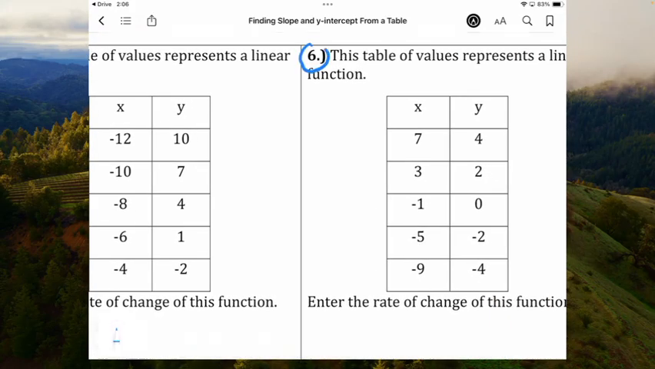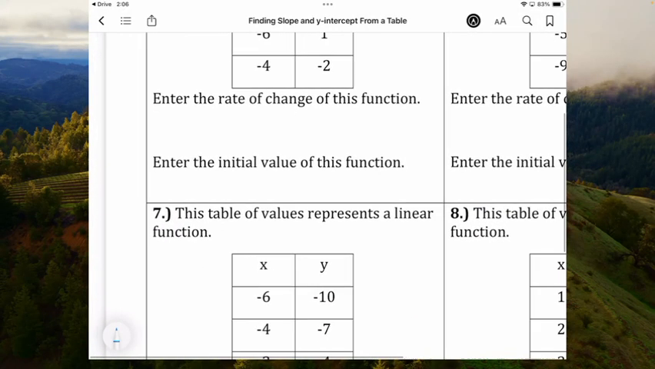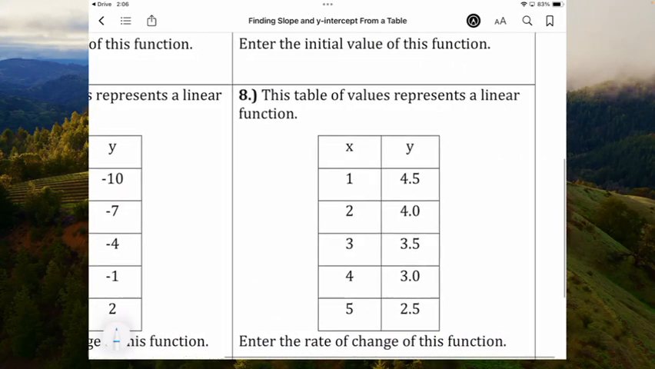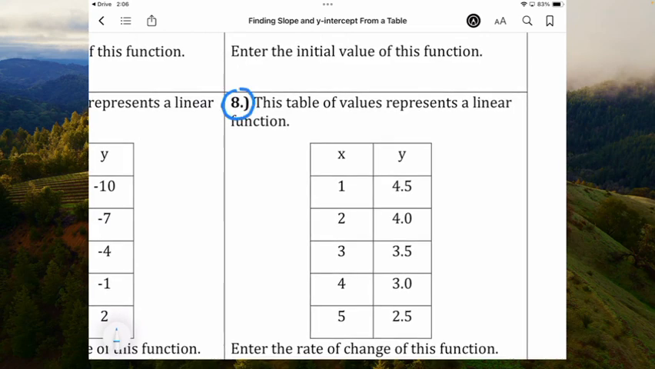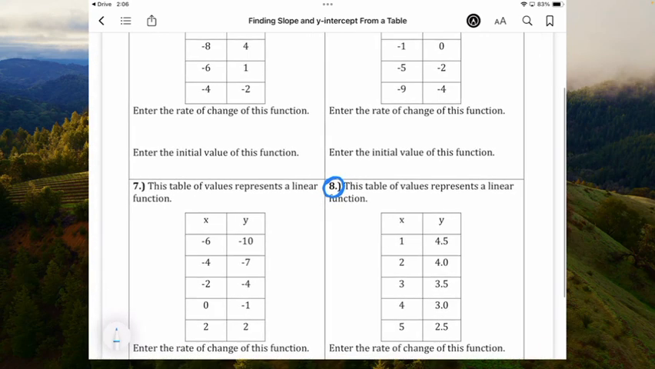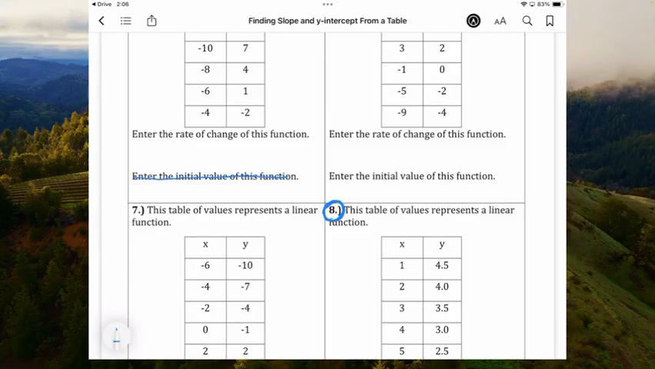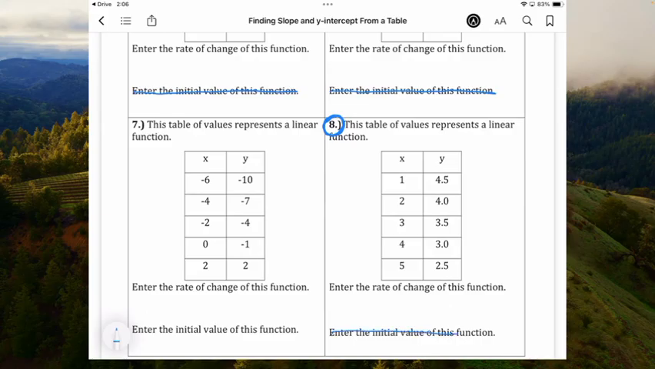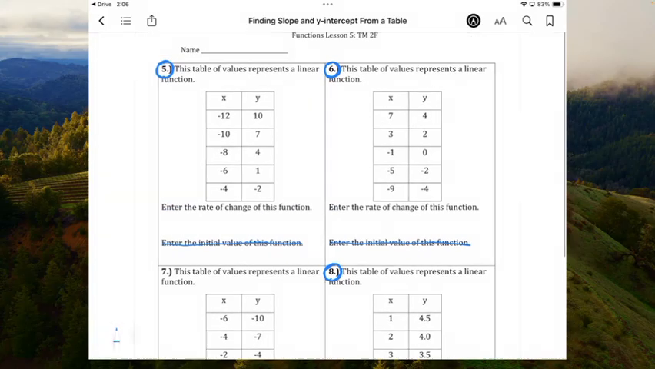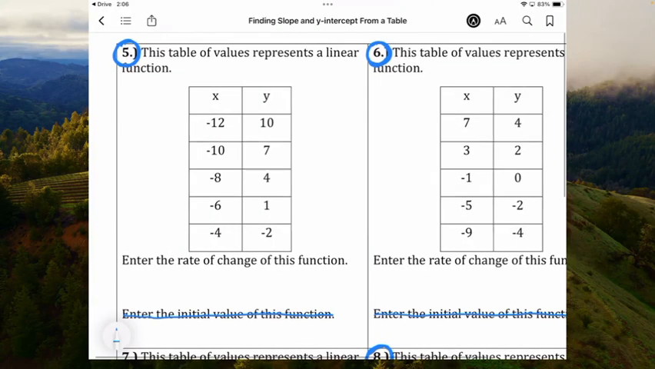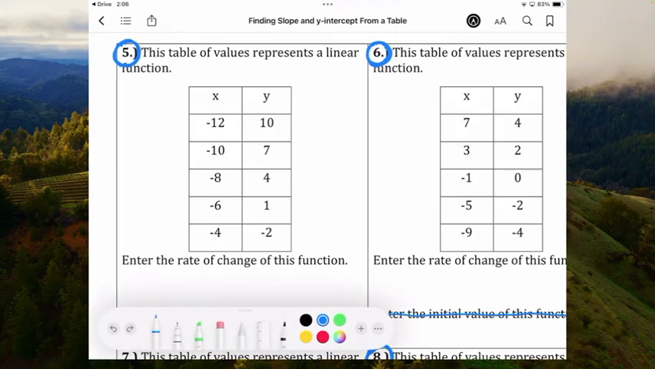Same thing for number 6. Number 7 we will do the y-intercept and equation. Number 8 we will not. So again, we are going to delete that, and we are going to delete that, and we are going to delete this. The reason why is because we don't have an initial value. We don't have a 0 value for x, and so we don't know what the initial value is. There is a way to find it, but I am not going to teach that to you. Your 8th grade math teachers will teach that to you during 8th grade math.